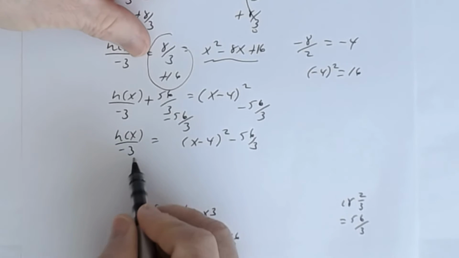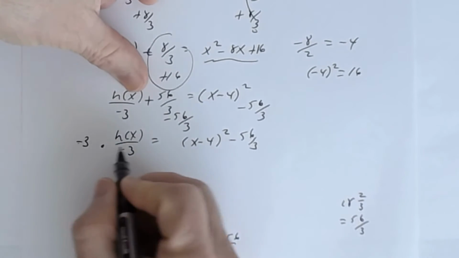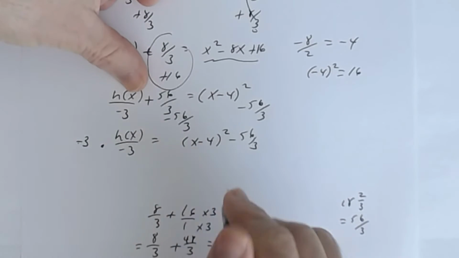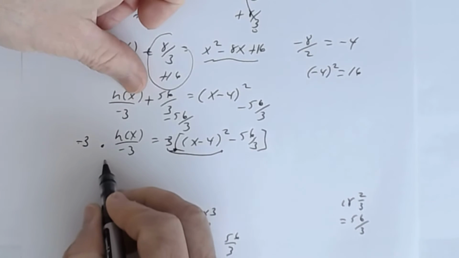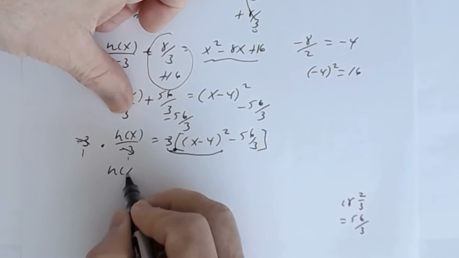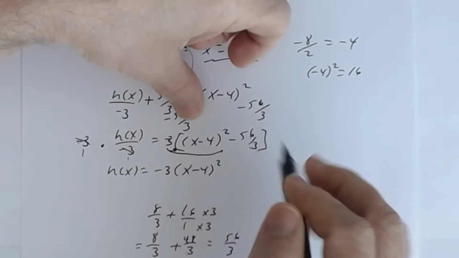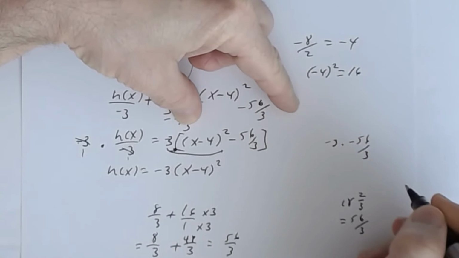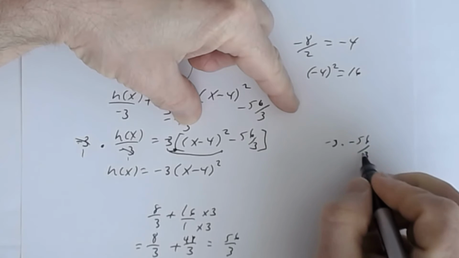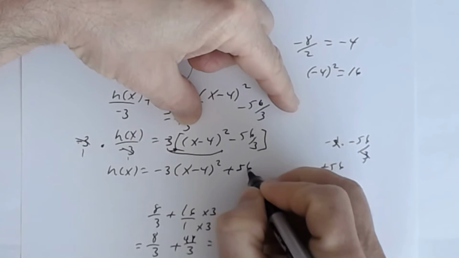And then we got to get h of x by itself. So right now I'm dividing by -3. The opposite is to multiply by -3. But remember, these two parts have to be multiplied by -3. Okay? So now I get h of x equal -3 times x minus 4 squared. All right, now be careful. See, that's a -3 times a -56/3, right? A negative times a negative is a positive. The 3's divide out, and you get a positive 56. And so there's your answer.